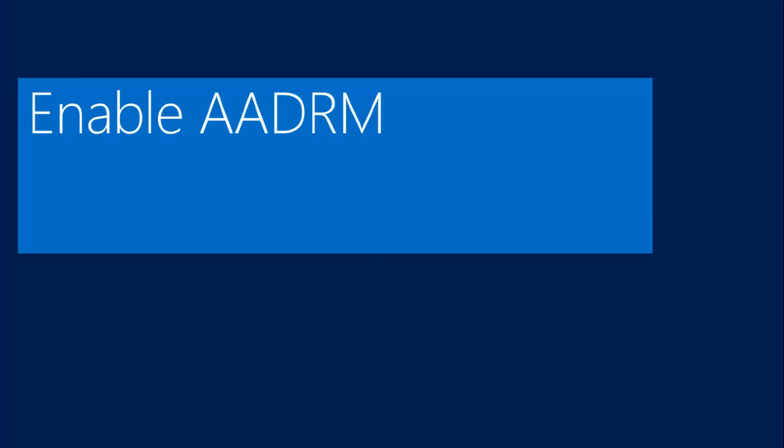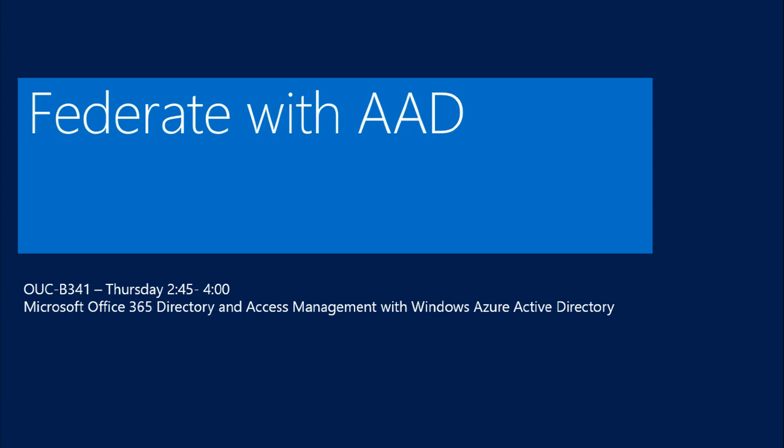So the first is federate with AAD. There's one session coming up Thursday between 2:45 and 4 o'clock. That'll walk through enabling DirSync, enabling ADFS to connect your on-prem AD to Office or to AAD, and if you're also using Office 365, it'll explain how to do this as well.